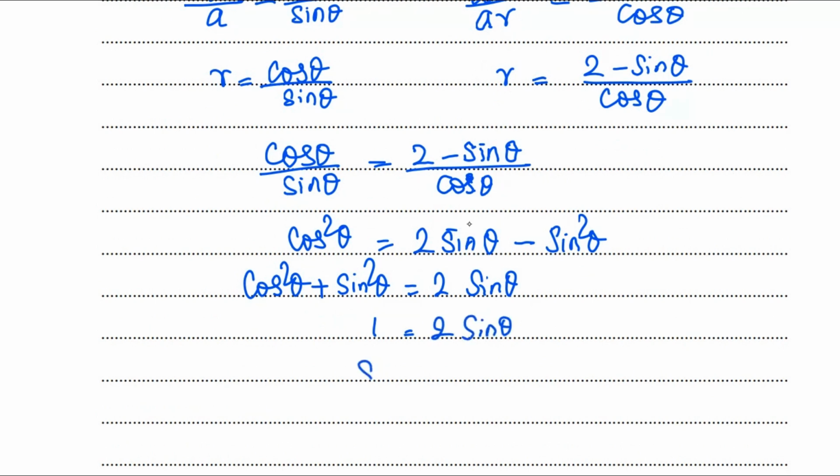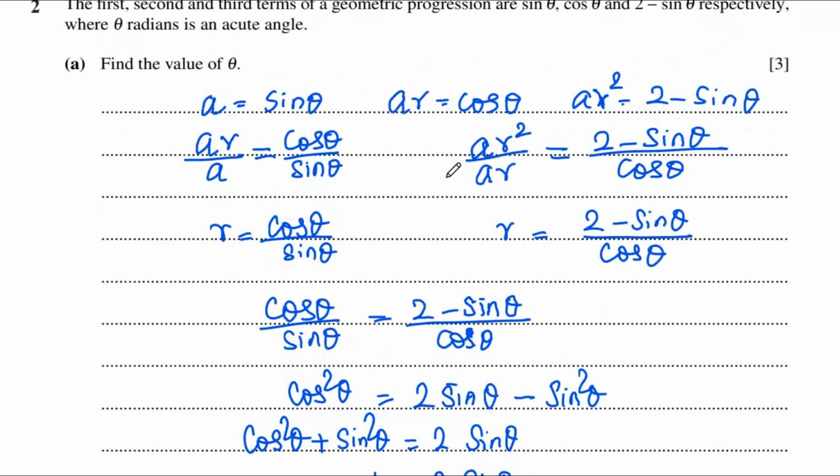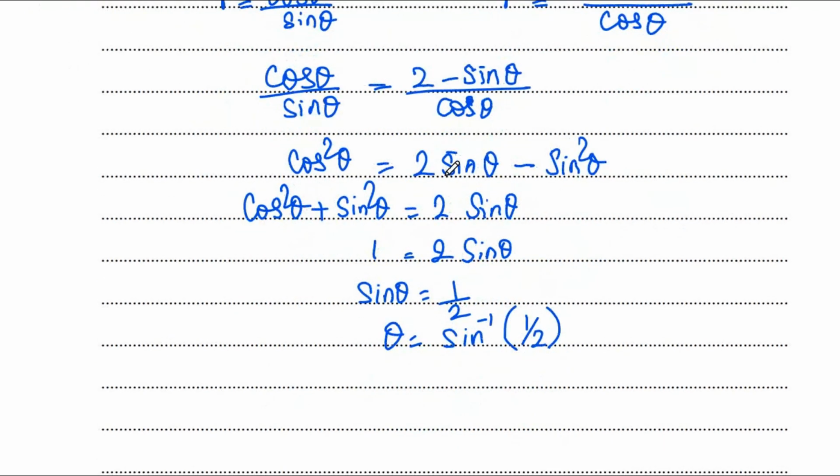So let's write sine theta as 1 over 2 and theta is equal to sine inverse of 1 over 2. Here theta is in radians and it's given it's an acute angle. So theta equal to sine inverse of 1 over 2 gives theta value as pi over 6.